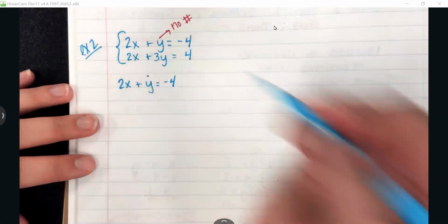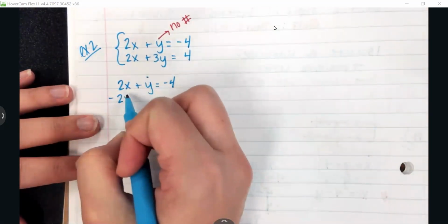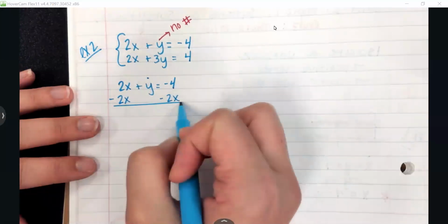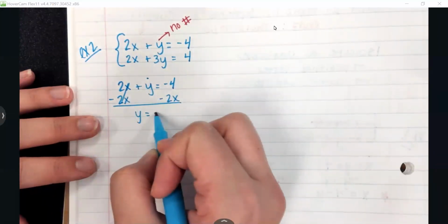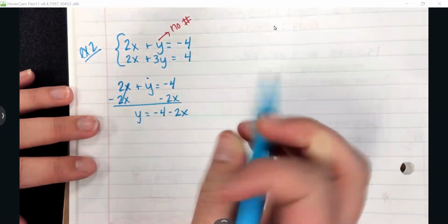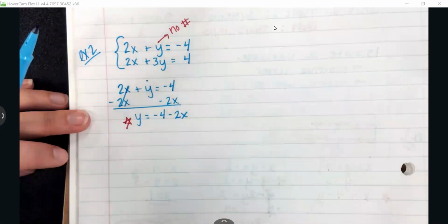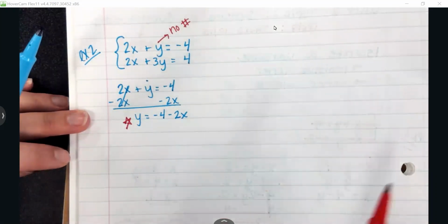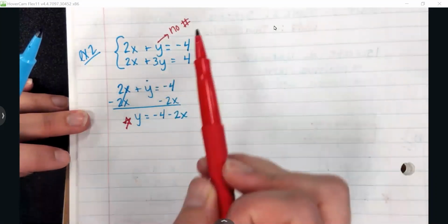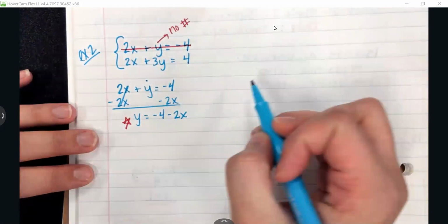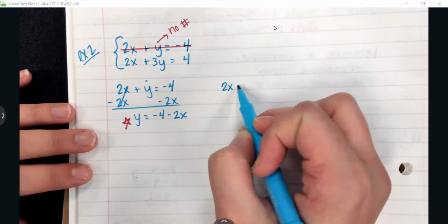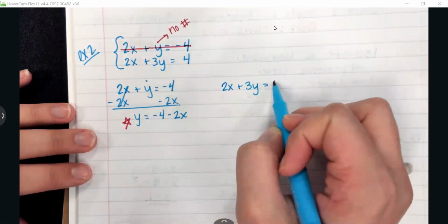My y is what I want to keep. So what do I have to get rid of? 2x. So I'm going to minus 2x to both sides. So I have y equals -4 minus 2x. What is this equation? My star equation. When I use an equation, what do I do to it? Cross it out. We're not going to use it again. So now I have to use my second equation. 2x plus 3y equals 4.